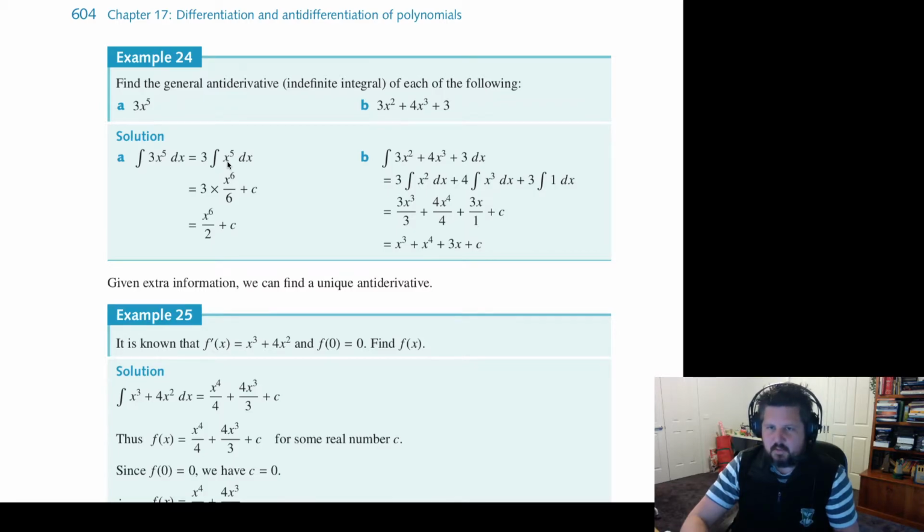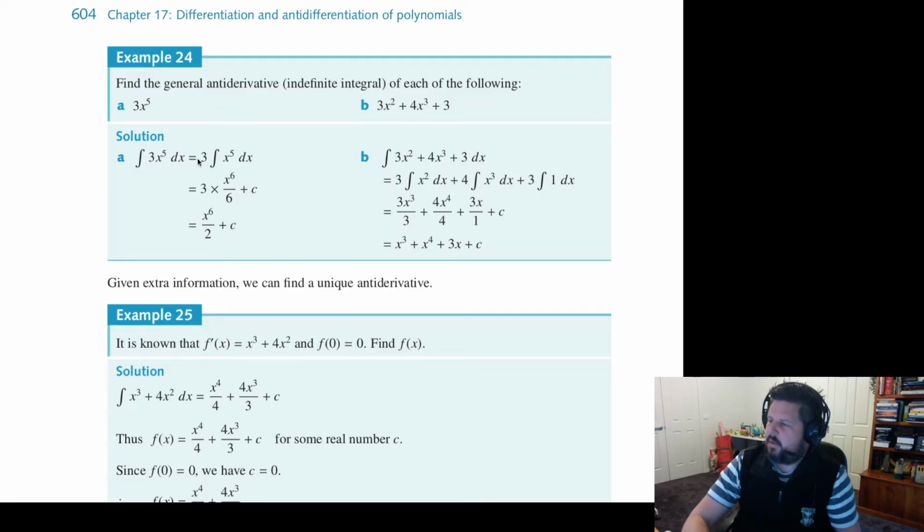Obviously, again, using the rule, we add 1 to the power. So adding 1 there, we end up with 6. And then we're going to be dividing by the power plus 1, which is 6. So we're dividing by 6 also. You've got the 3 on the top line, you've got 6 on the bottom line. That does cancel down to 1/2. Don't forget to put this plus c here as well.